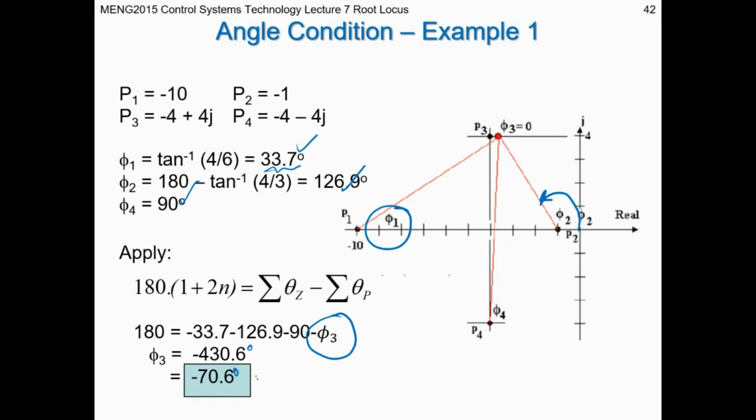Right, so the actual angle of emergence from P3, if we now say it's no longer infinitesimal, we're moving a little bit away from P3 with our closed loop root along the root locus. That means the root locus has to emerge at an angle something like this, right? This is about minus 70.6 degrees. It's minus because a positive angle would be from the real axis or the horizontal in a counterclockwise direction.